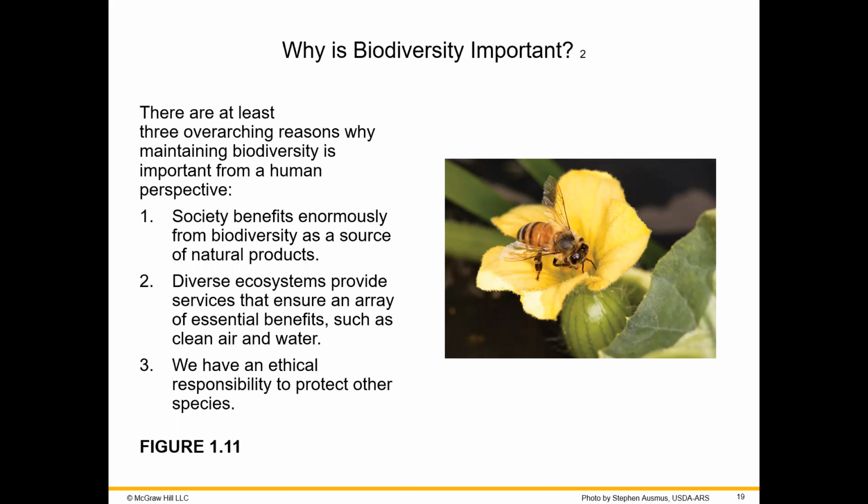Number one, society benefits from biodiversity since it's a source of natural products. Here you can see a honeybee on a flower. Later on, the nectar that honeybee takes creates something that we eat, honey. Diverse ecosystems provide services that ensure an array of central benefits, such as clean air and water. This is something that we covered in the bottled water unit.